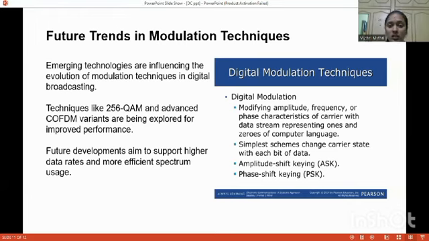Digital modulation techniques modify the amplitude, frequency, and phase characteristics of the carrier with data, representing 1 and 0 of computer language. The simplest scheme changes the carrier state with each bit of data: amplitude shift keying ASK, phase shift keying PSK, and another is FSK, frequency shift keying.